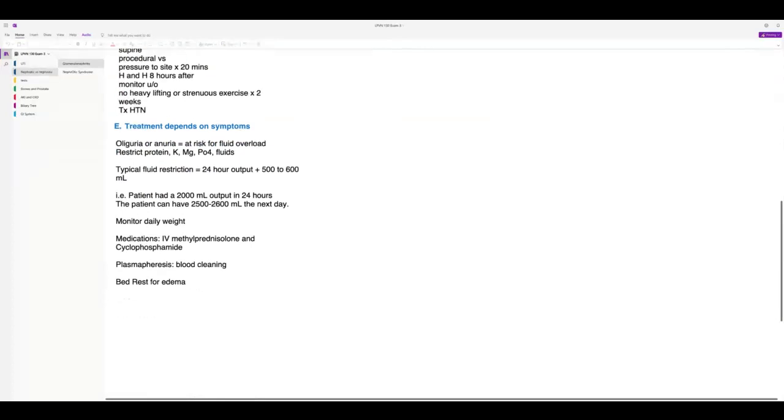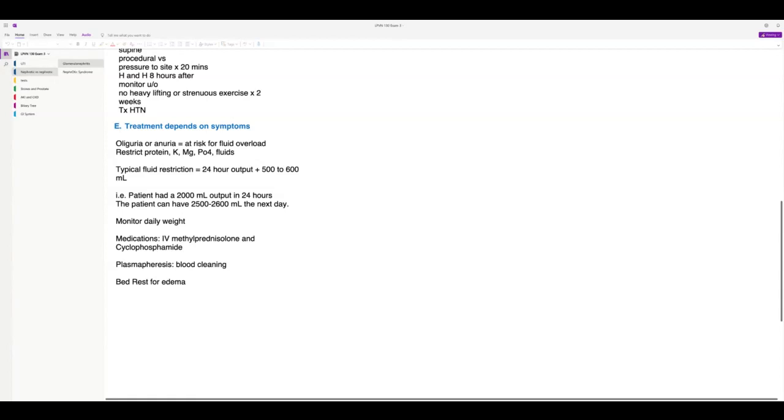Now, I'm going to go over oliguria and anuria because that's part of acute kidney injury and chronic kidney disease. But the typical fluid restriction for a patient that has kidney disease is you take the 24-hour urine output, you add 500 to 600 mLs, and that's how much they can have today. So today, my total output in 24 hours is 2,000 mLs. So tomorrow, I can have 2,500 to 2,600 mLs the next day.